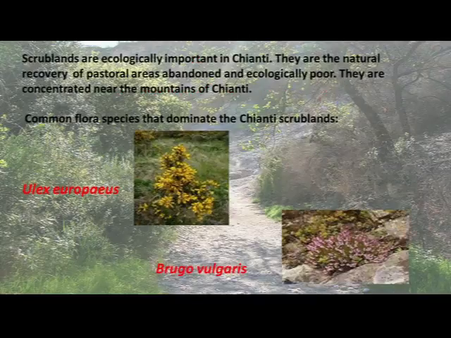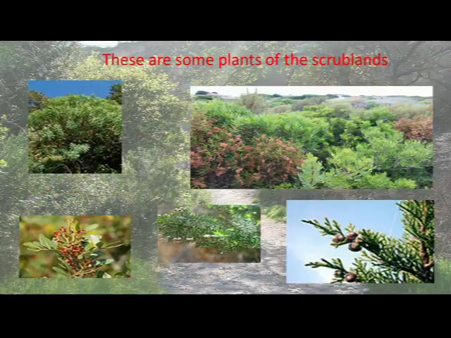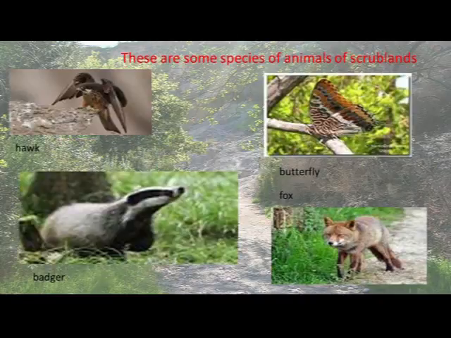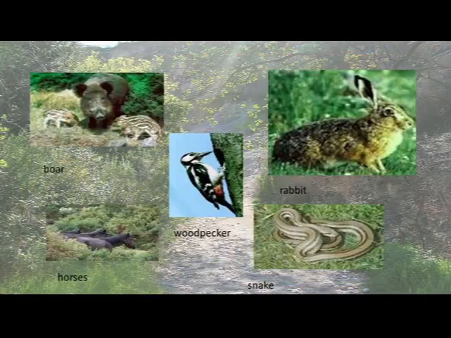Scrublands are ecologically important in Chianti. They are the natural recovery of abandoned and ecologically poor pastoral areas. They are concentrated near the mountains of Chianti. These are common flora species that dominate the Chianti scrublands. These are some plants of the scrublands. These are some species of animals of scrublands: hawks, butterflies, badgers, foxes, boar, woodpecker, rabbit, horses, snakes.